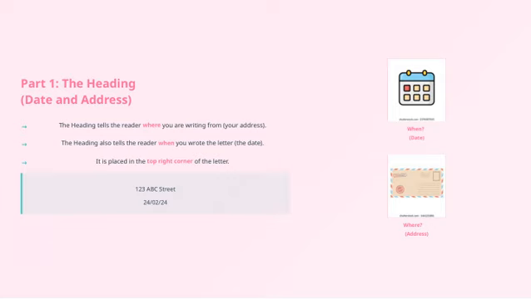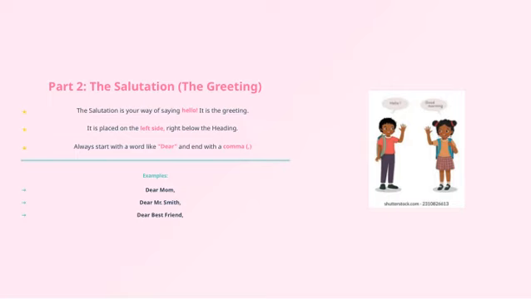You'll notice that the heading is usually placed in the top right corner of the letter. This placement is standard and makes it easy for the reader to find this key information quickly. So, in summary, the heading includes your address and the date, and its placement in the top right corner is a convention that aids clarity and professionalism. Connecting this to the overall theme, understanding how to properly format a letter, including the heading, is fundamental for effective communication.